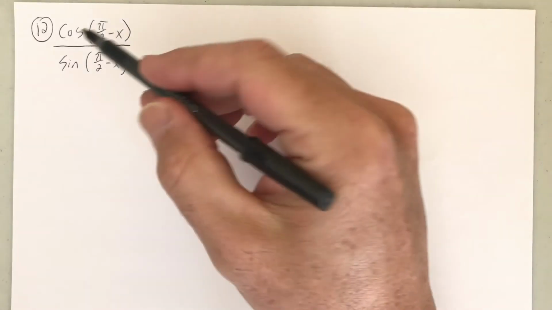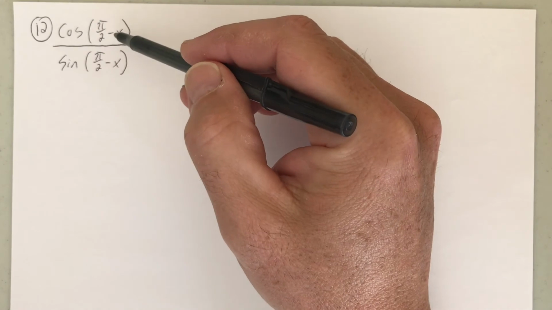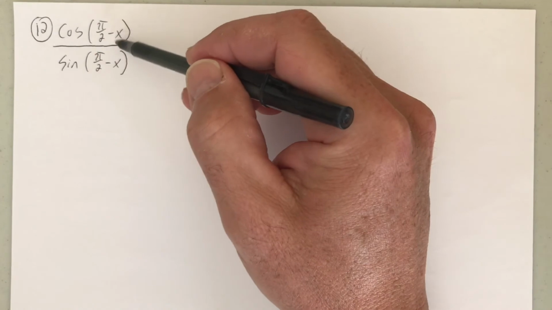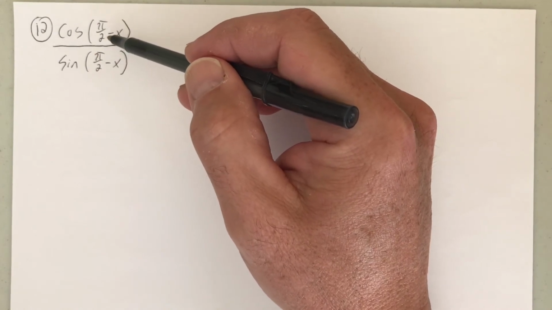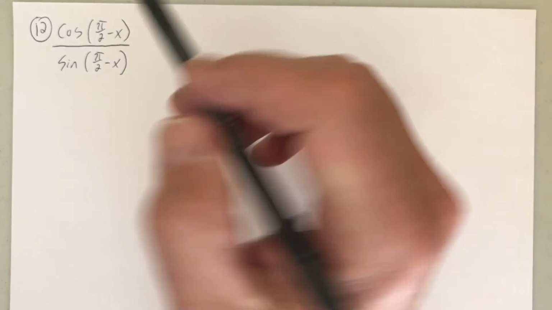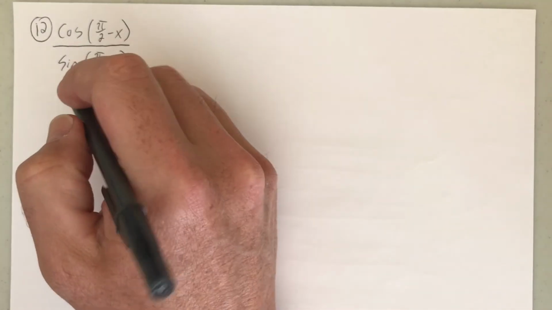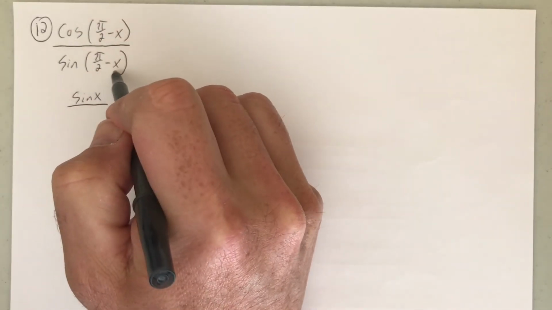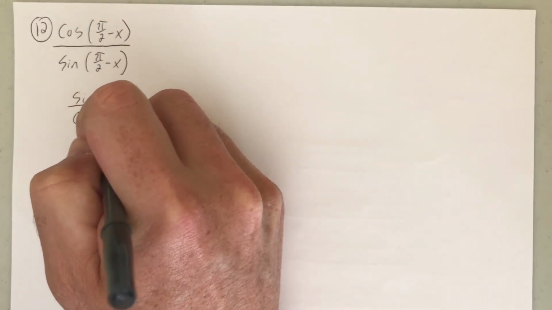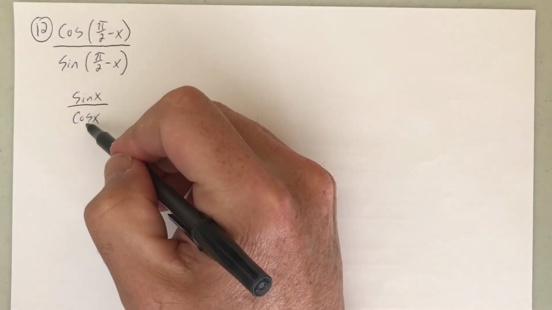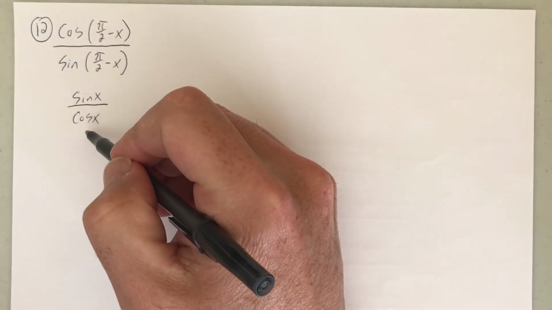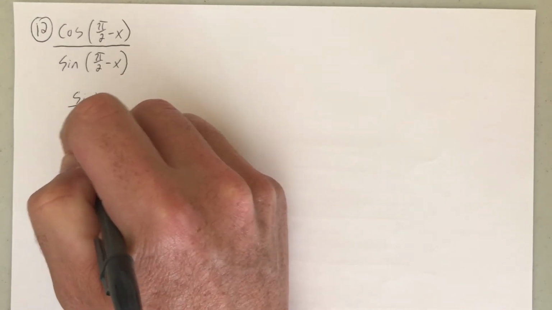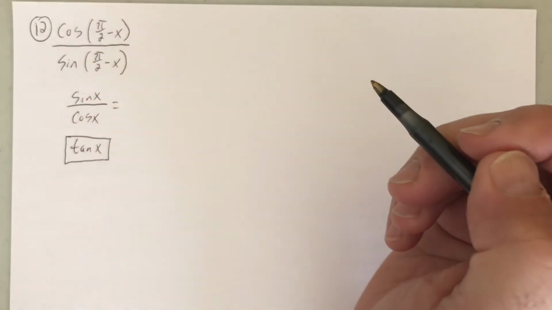All right, so looking at number 12, we got cosine of pi over 2 minus x over sine of pi over 2 minus x. So hopefully when you see this, you're thinking cofunction identities, and that's exactly what we're going to do. So cosine of pi over 2 minus x is equal to sine x, and sine of pi over 2 minus x is equal to cosine x. And then, of course, sine x over cosine x, looking at your quotient identities, that's going to equal tan x. And that one is simplified.